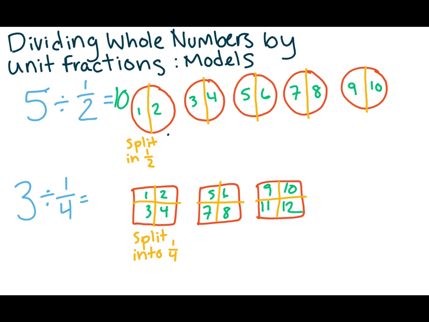I could have also done this with skip counting. So in the first one, 5 divided by 1/2, I could have done 2, 4, 6, 8, 10. And in the second one, I could have done 4, 8, and 12 to get my answer.